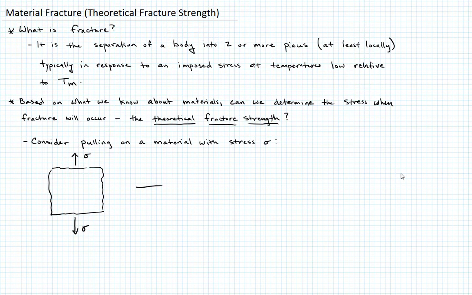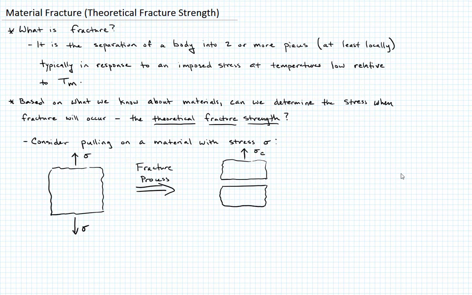And after some fracture process, we're going to end up with two halves. So let's say the fracture happened along this half, and there's our other fracture surface. So the crack has gone through the material. And the stress at which it did, we'll call sigma sub c, for a critical fracture stress, sigma sub c.